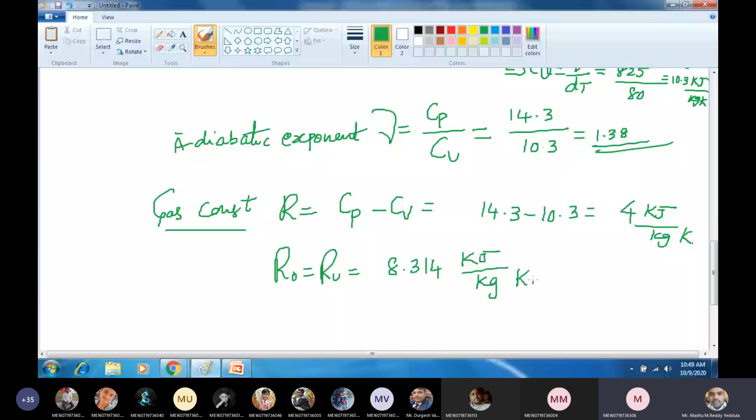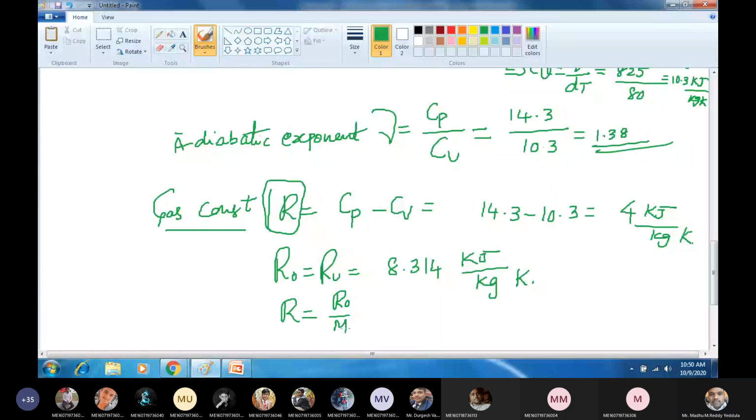Sir, there is no value for the gas constant? The gas constant R depends upon the gas, but R naught is constant for any gas. And what is the relation between R and R naught? R is equal to R naught by M.